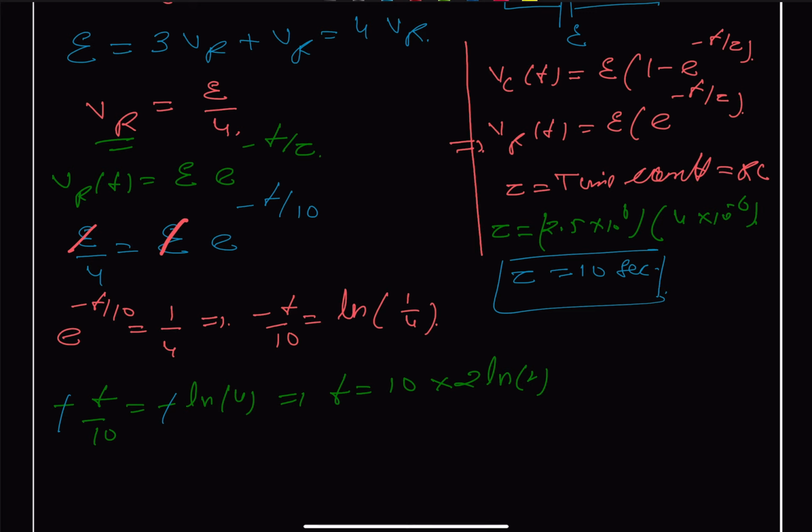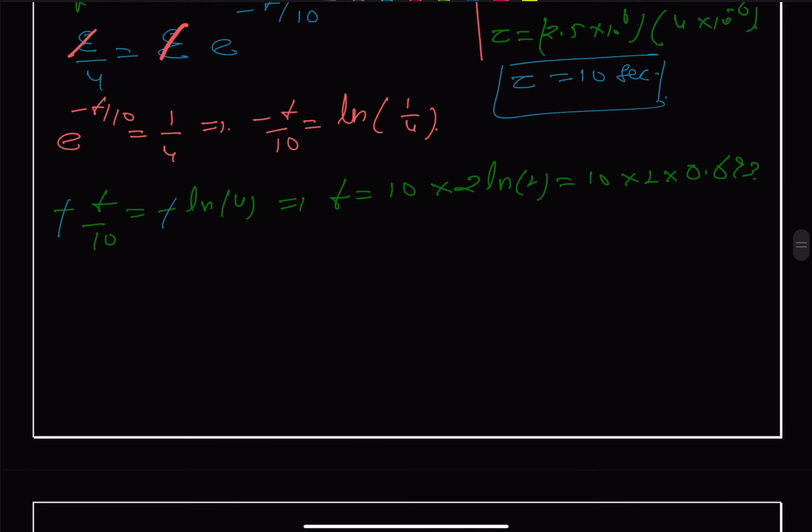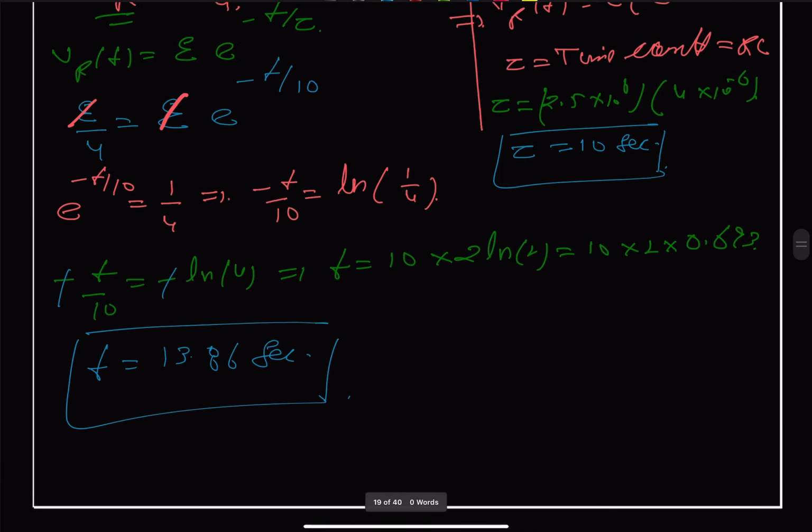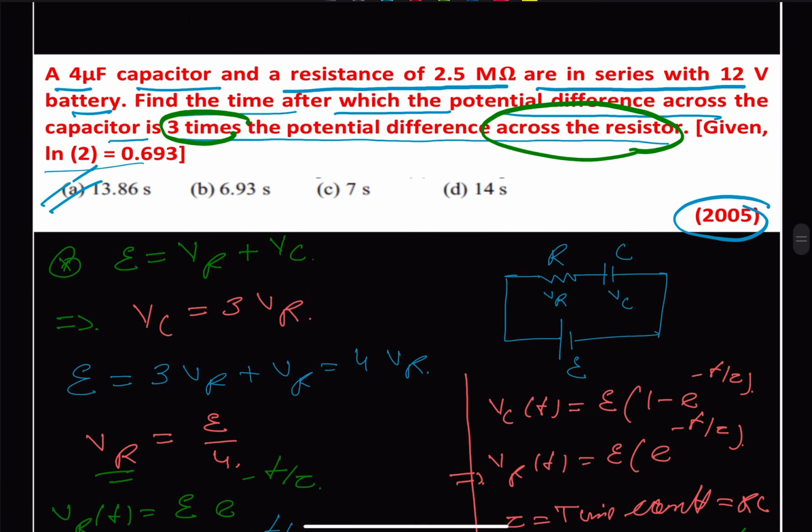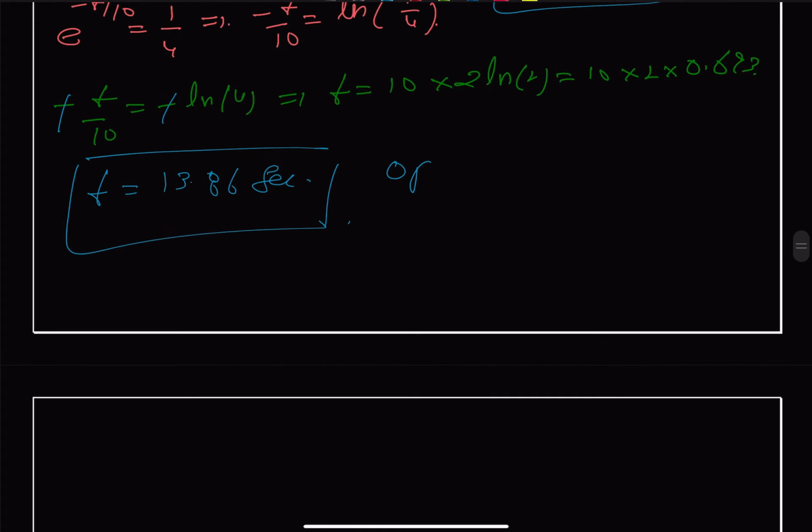The value of natural log of 2 is given as 0.693. So this comes as 10 multiplied by 2 into 0.693. So we get t equal to 13.86 seconds. So option number A is the correct one. Next question.